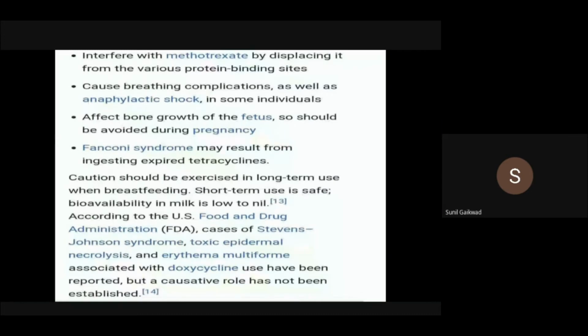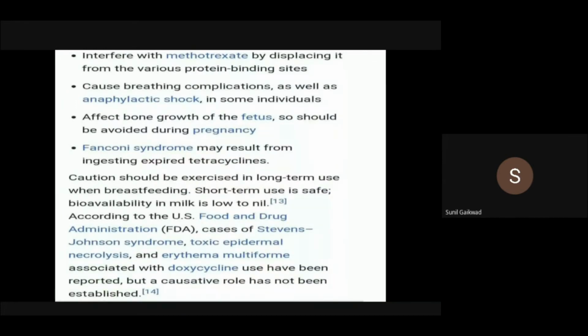Interference with methotrexate by displacing it from the protein binding sites; it can cause breathing complications as well as anaphylactic shock in some individuals. It can affect bone growth of the fetus, so should be avoided during pregnancy. Caution should be exercised in long-term use when breastfeeding. Short-term use is safe. Bioavailability in milk is low to nil.